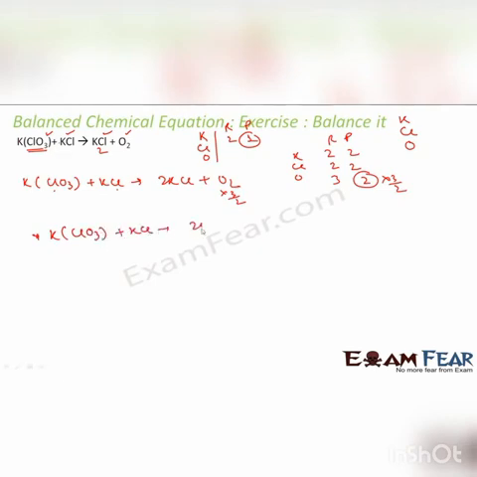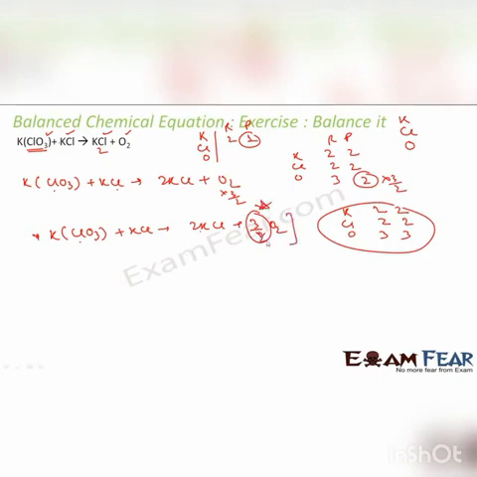KClO3 is equal to KCl plus 3 by 2 O2. Let's see if it is balanced now. Potassium is 1 here, product also 1. Chlorine is 1 here, product also 1. Oxygen is 3 here, and here also 3 by 2 into 2, 3. So it is balanced, but there is a fraction part, right?